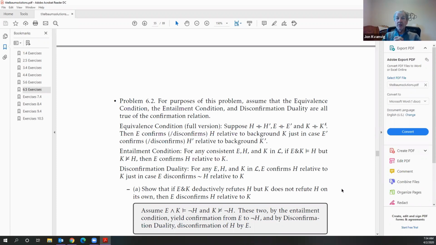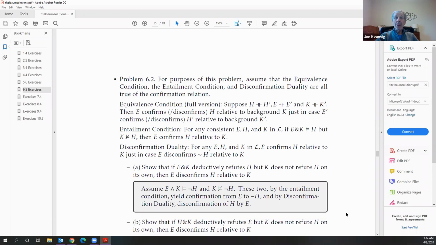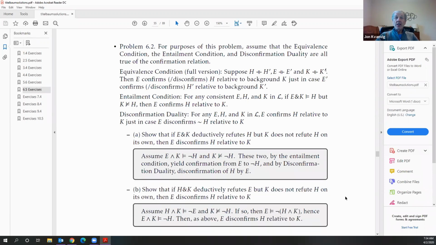So we assume the antecedent, E and K entails not H, and K doesn't entail not H. These two, by the entailment condition, yield confirmation from E to not H, and by disconfirmation duality, disconfirmation of H by E. Show that if H and K deductively refutes E, but K does not refute H on its own, then E disconfirms H relative to K.